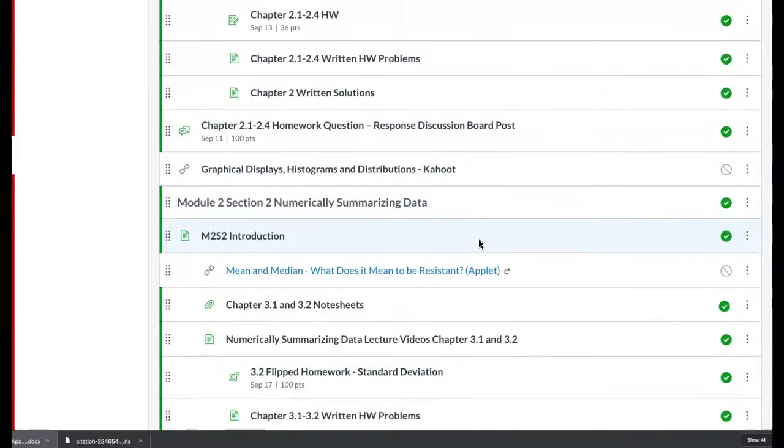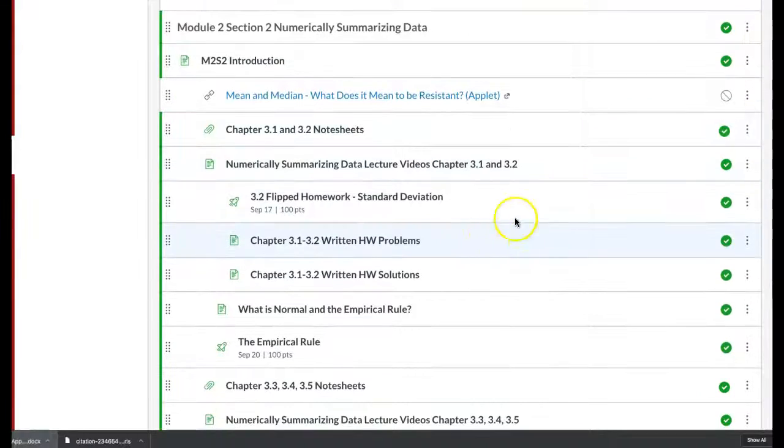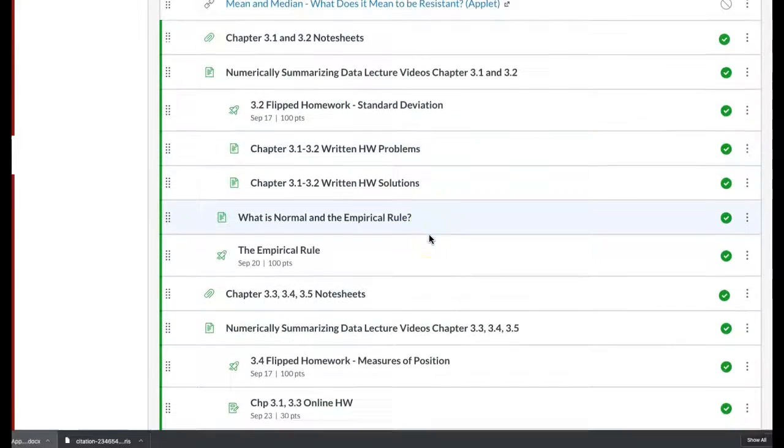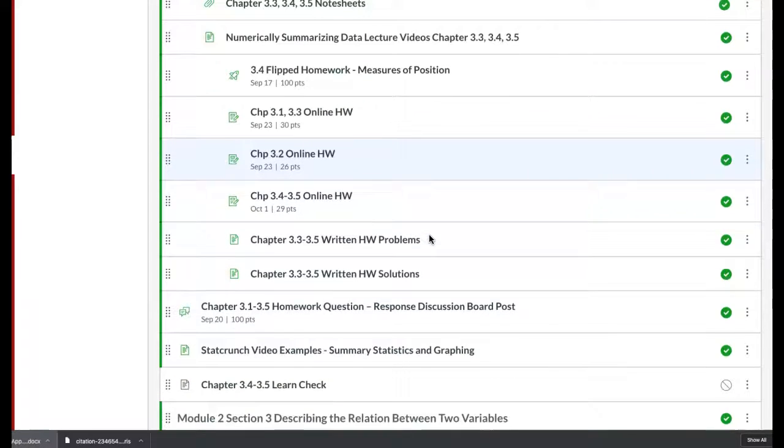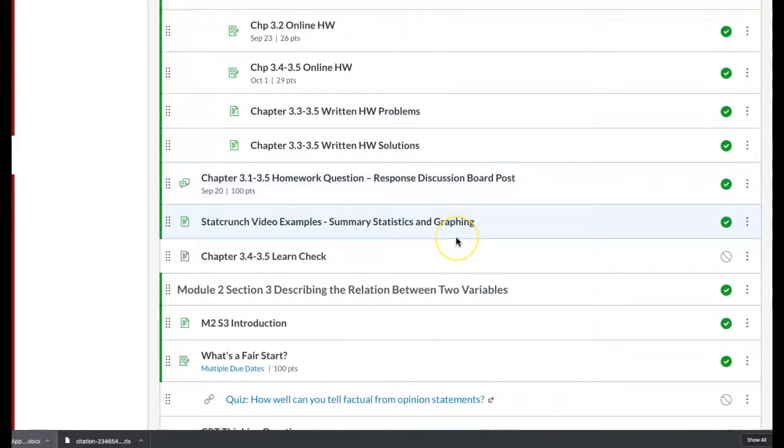And so that's the main structure of each module and the chapters within a module. You'll see an activity, introduction, activity, note sheets, flipped homework if there is. That's the general structure of the course, which includes, again, within the class time, quizzes, exams, and so forth. But that's what you would see in my course.